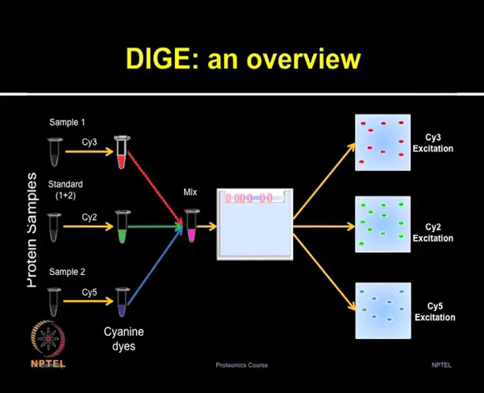So, as you can see in this slide, the protein samples, let us say you have a control and a treatment, are labeled with 2 different dyes, Cy3 and Cy5, but a small aliquot of both of these samples is mixed together to make an internal pool. That internal pool is labeled with a third dye, Cy2. Now, all these 3 protein samples are mixed together in one tube, which contains both control and treatment as well as the reference spots from the internal pool.